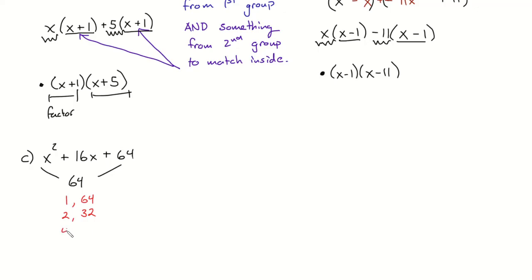Does 3 go into 64? It doesn't. Does 4 go into 64? 4 times 16. That adds up to 20. We're getting closer, right? Because we had 65, 34, and now these add up to 20. We're getting closer to this number. Does 5 go into 64? Does 6, 7, 8? 8 times what? And what do these happen to add up to?